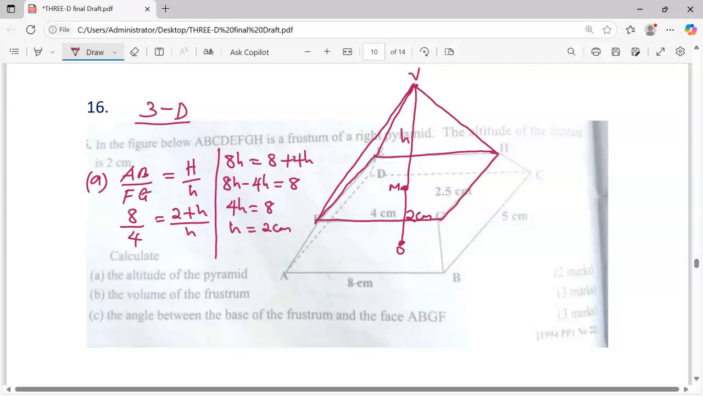Once we have done that, we can now get the capital H, which is the height of the pyramid, by having the length OM, which is 2, plus MV, which is 2, translating to 4 centimeters.